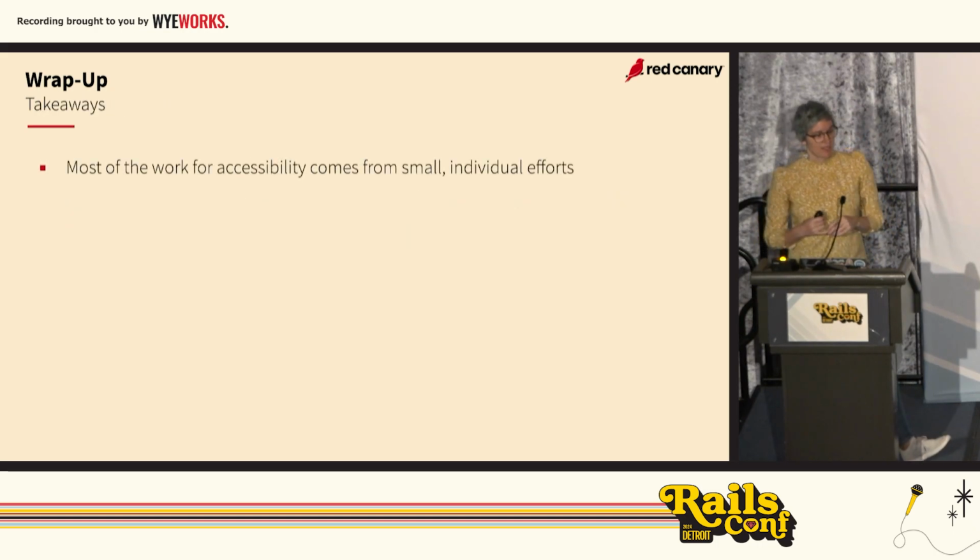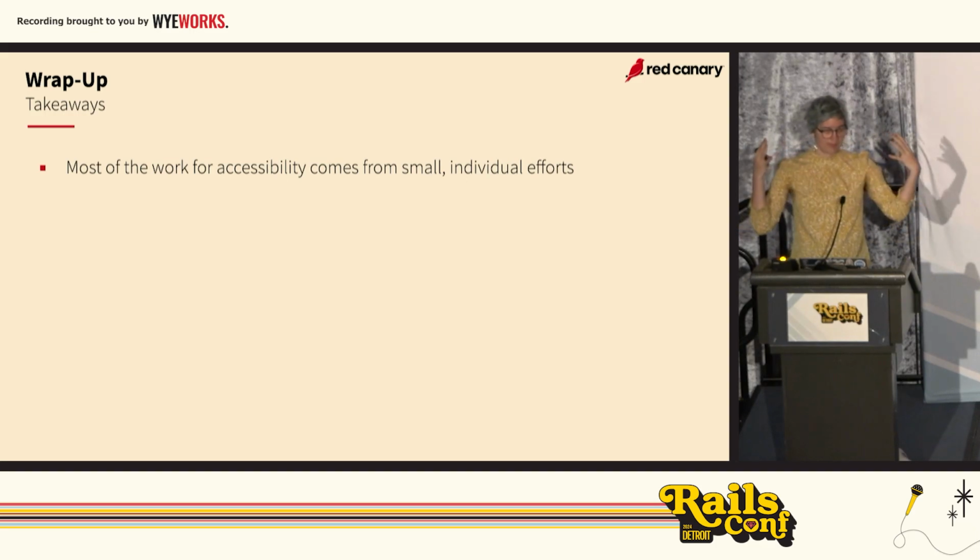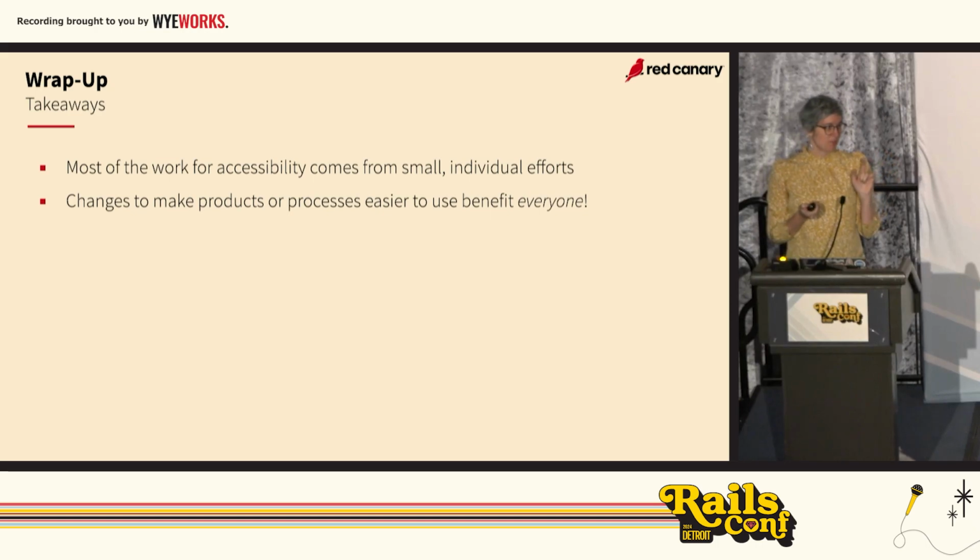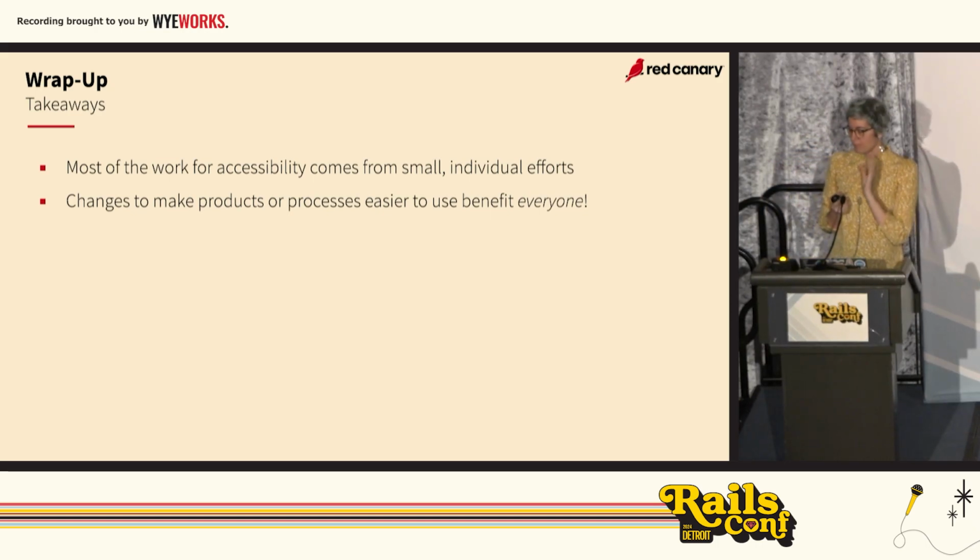So a couple of takeaways. Most of the work for accessibility, especially on the back end, even on the front end, but especially in the back end, is these small individual efforts over time. It really is this collective movement that helps everybody. Changes to make our products or processes more accessible, easier to use, benefits everyone. And really that's the key here, right? Is we're making things easier to use. And I don't know why we wouldn't want that. I love when things are easy to use.